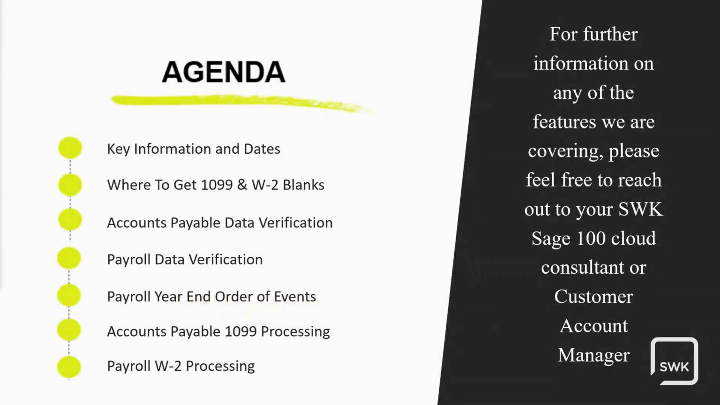So here's our agenda today. We're going to talk about some key information and dates. As you probably remember from previous presentations or previous years, there's some information, such as what version you have to be on, and we're going to go through all of that. We're going to talk about where to get our 1099s and our W-2 forms that we need to print, and how to verify our data in accounts payable and payroll. We're going to talk about the payroll year-end order of events, so what happens when you have to print W-2s, accounts payable 1099 processing, and payroll W-2 processing. We're going to walk through both of those in the software.